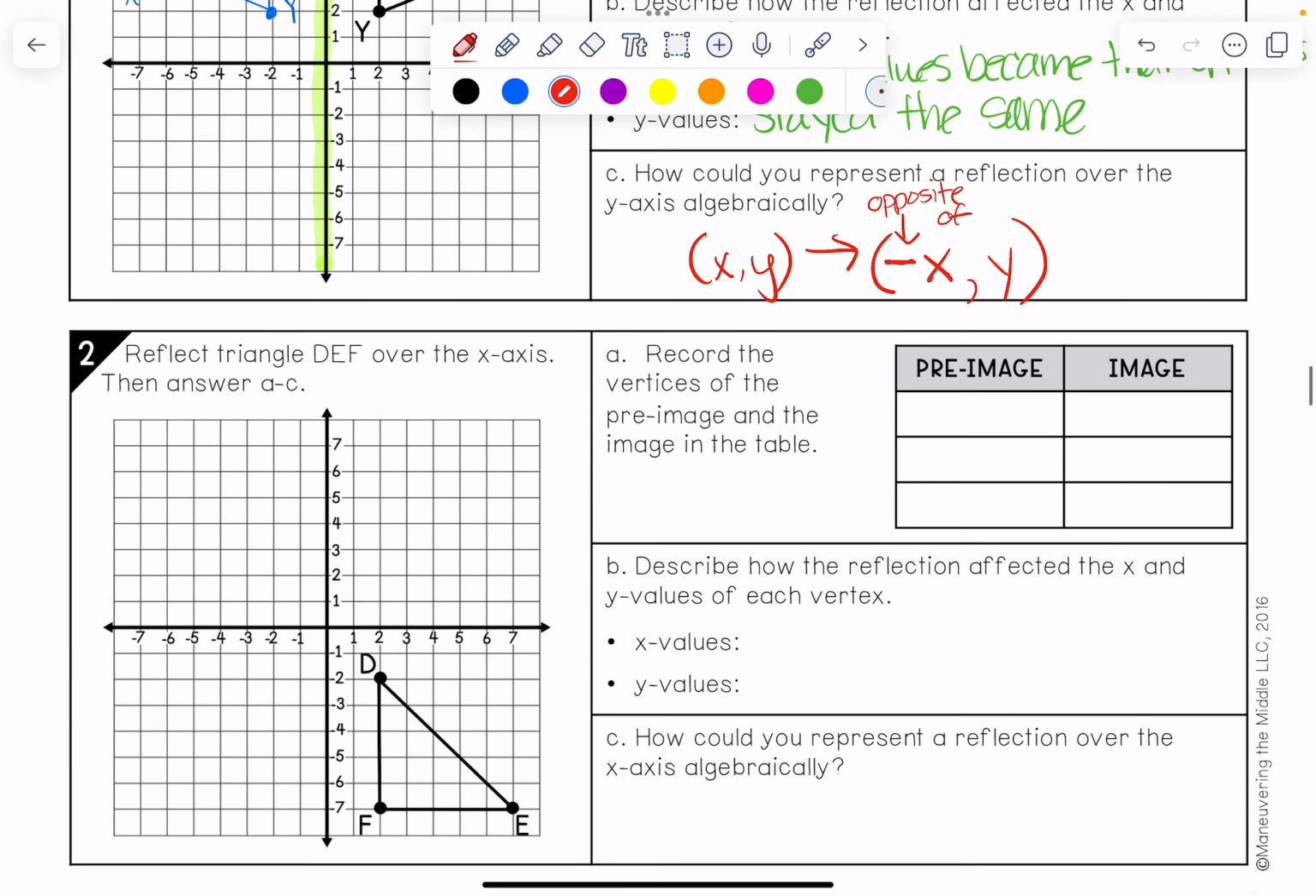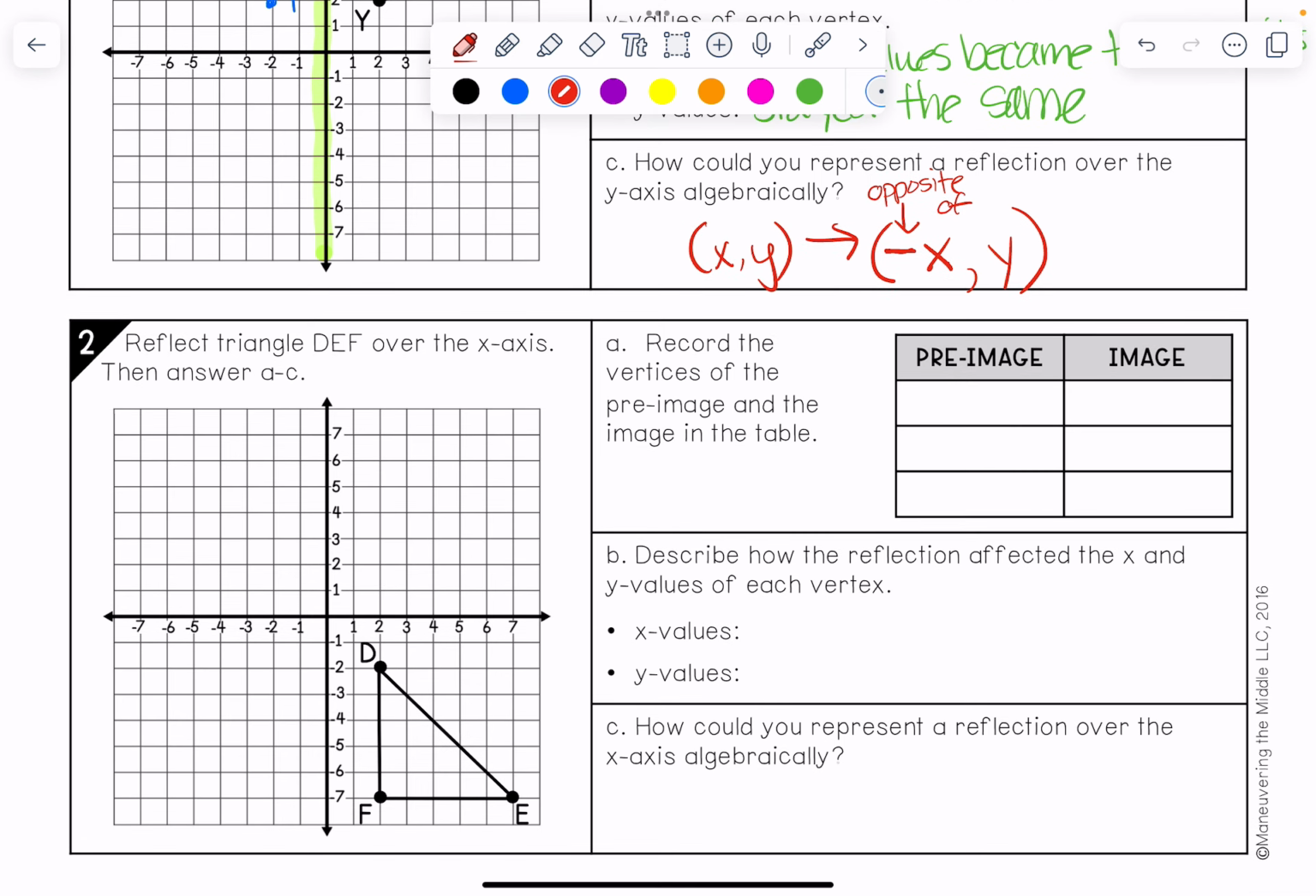All right, we're going to do the same thing here with triangle DEF, but we're going to reflect it over the x-axis. So first we'll start with figuring out our pre-image points. D is at (2, -2), E is (7, -7), and F is (2, -7).